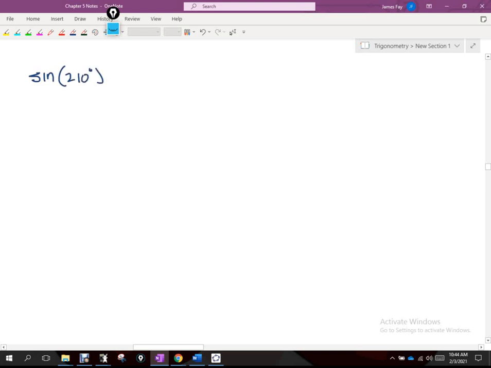Sine of 210 degrees. So sine of 210, I'm just going to draw my picture again. So that'd be 180, right? How many more degrees do I need to go to get to 210? 30. So I'm going to go about what looks to be a third of that next quadrant. Okay, so that blue angle right there is the theta that we're interested in.